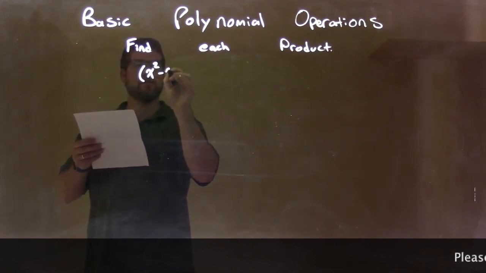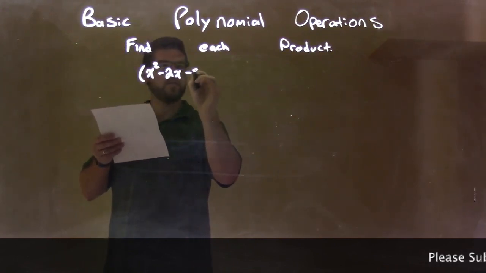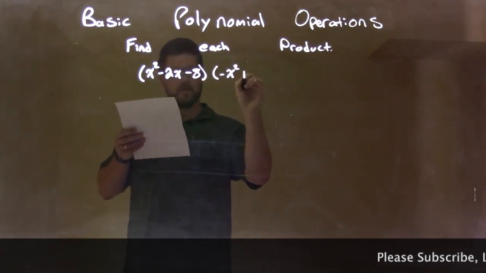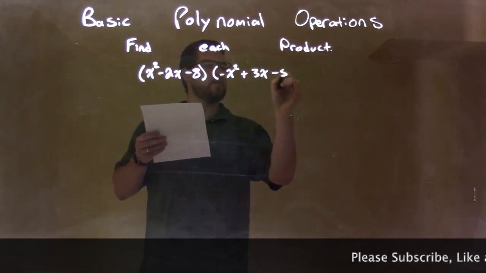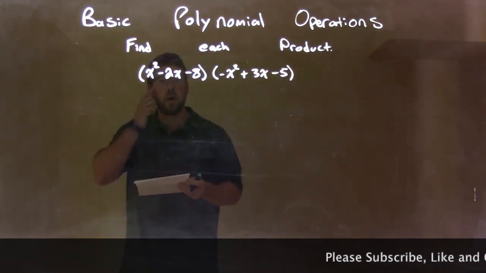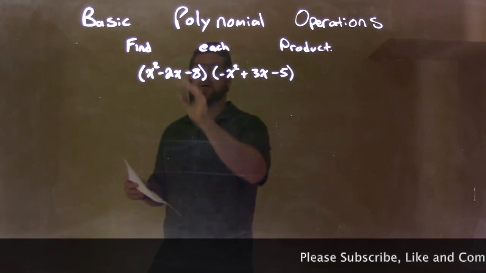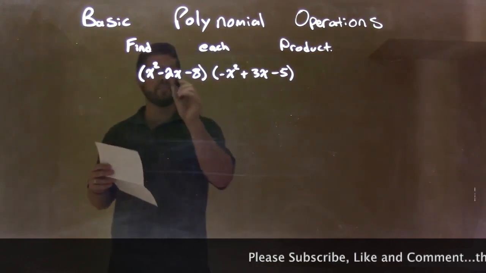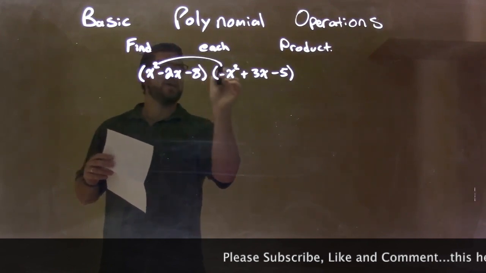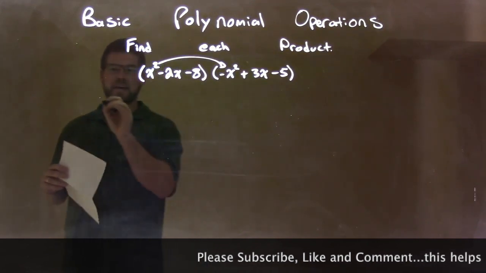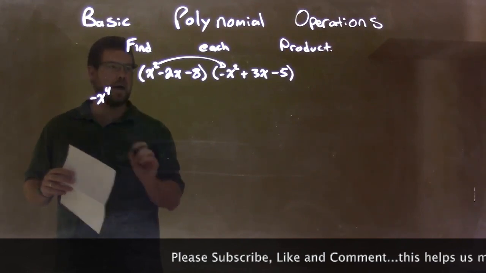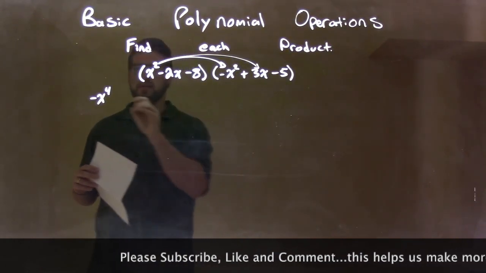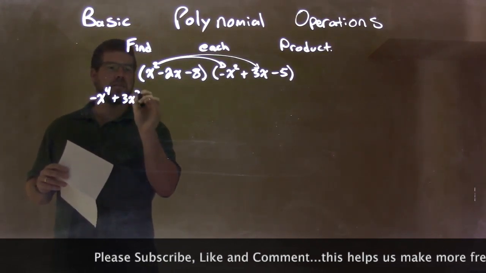x squared minus 2x minus 8 times negative x squared plus 3x minus 5. Alright? Well, what I want to do is multiply all parts of my first parenthesis by all parts of my second parenthesis. Okay? So, x squared times a negative x squared is a negative x to the fourth power. Then x squared times a 3x, right here, is a 3x to the third power.